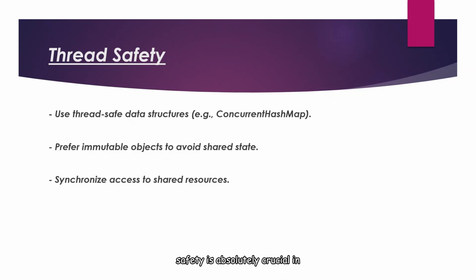Thread safety is absolutely crucial in concurrent systems. It simply means that no matter how many threads access a piece of code or data, the outcome is correct. There are several ways to achieve thread safety. You can use thread safe data structures like concurrent hash map. Another smart technique is using immutability. If objects can't change once created, you eliminate a whole category of bugs. And when shared mutable data is necessary, synchronization techniques can ensure that only one thread can modify it at a time. Always remember, designing for thread safety upfront saves you from painful late-stage debugging.